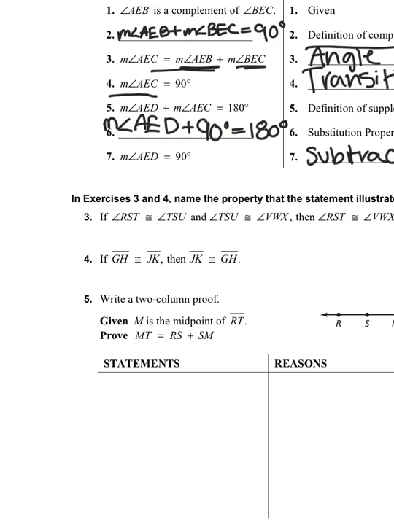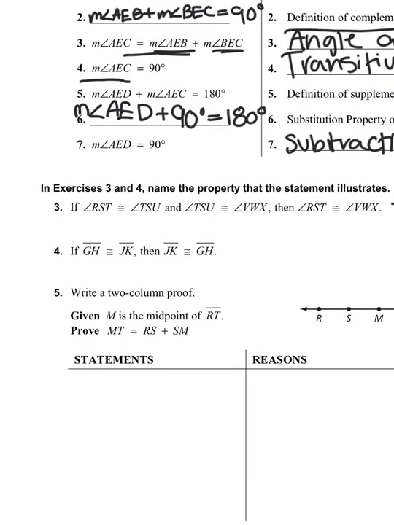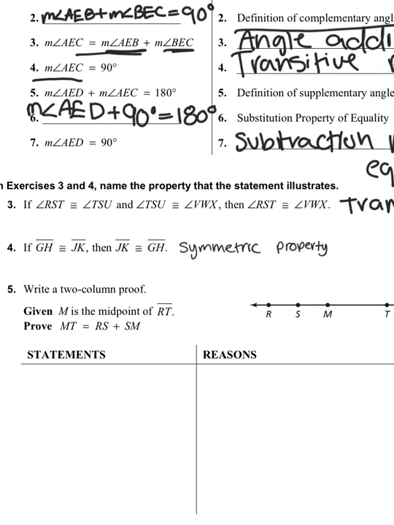All right. If line segment GH is congruent to line segment JK, then line segment JK is congruent to line segment GH. So basically what we're using here is the symmetric property of segment congruence. If you wanted to, you could also write symmetric POC, and I would know what you're talking about.